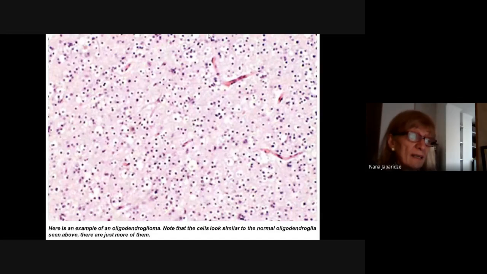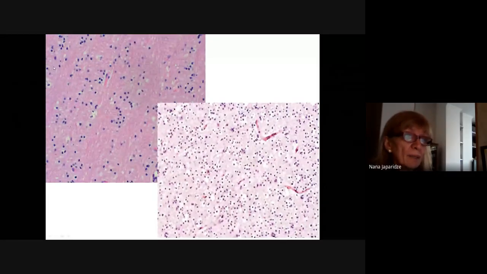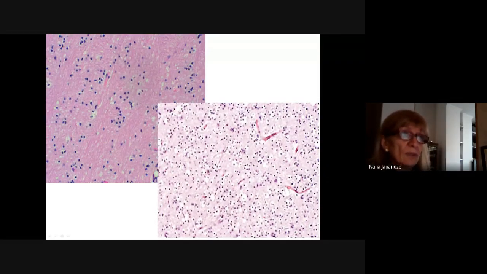But this is an example of oligodendroglioma, and this is a very aggressive type of tumor. And if you compare the amount of glial cells, look, these dark dots are nuclei of glial cells. You see how it differs from each other. So these are blood vessels here, blood capillaries.